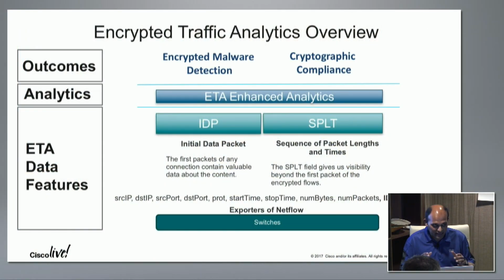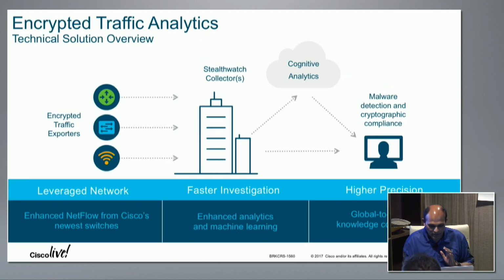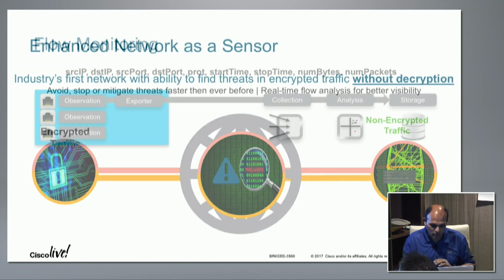Cool. Okay. So in terms of the solution, I think I'm probably running out of time, but quickly from a solution perspective, what we are really looking at is, we want to be able to collect the sequence of packet lengths and times and the IDP, and the network is in the best position to do that. So we're going to be doing this on the Catalyst 9300 switch that we just launched, right? So that has the UADP 2.0 ASIC. So we are actually going to be collecting that information.